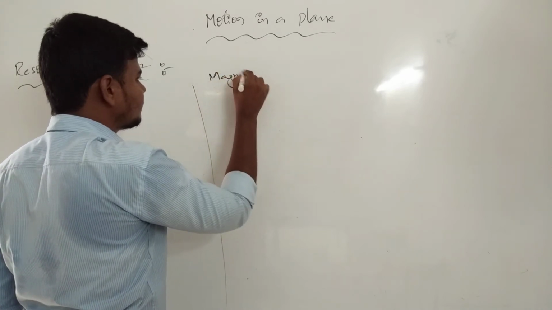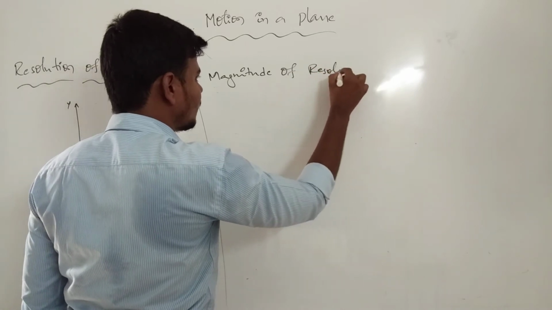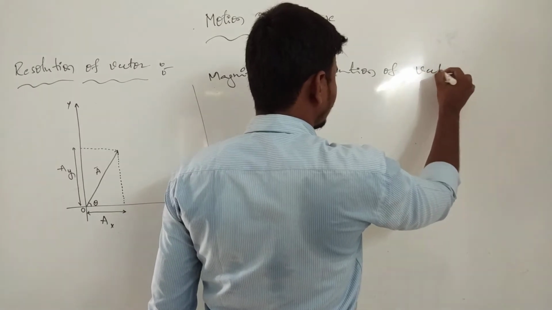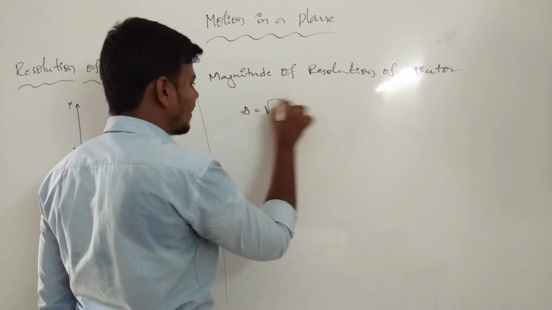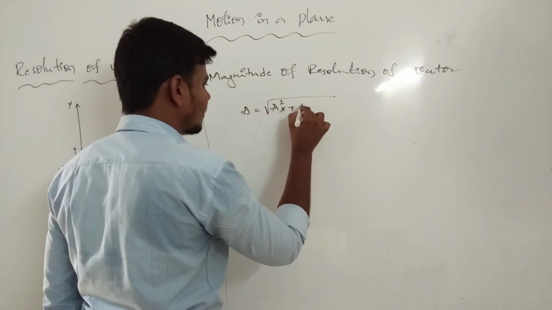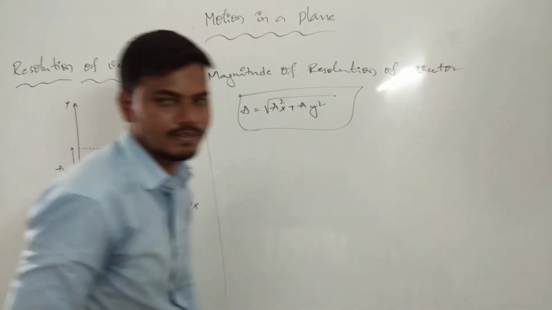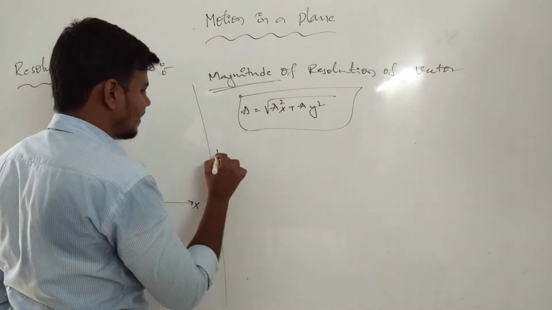Magnitude of resolution of vector A is equal to square root of Ax square plus Ay square. Our previous equation, now this one. Okay? This is the magnitude one. Now direction.